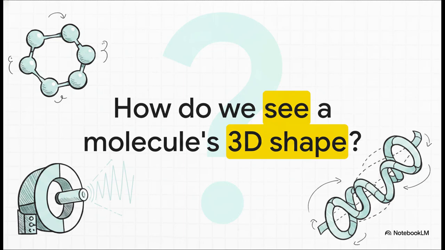So let's kick off this explainer with a question that honestly drives a lot of chemists crazy when they first start looking at standard NMR. How do we actually see a molecule's true three-dimensional structure? Because standard NMR is fantastic, right? It tells us exactly how atoms are connected to each other through their bonds.